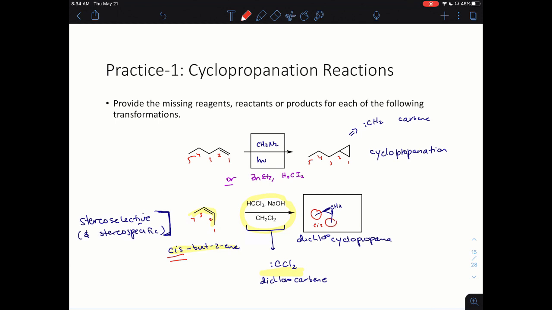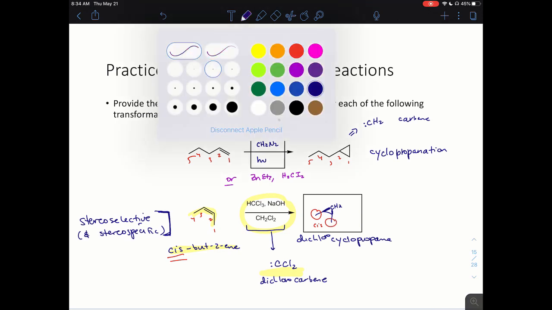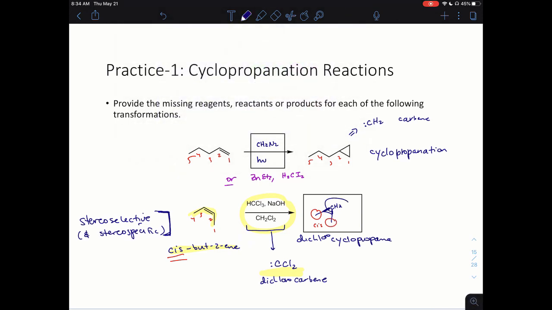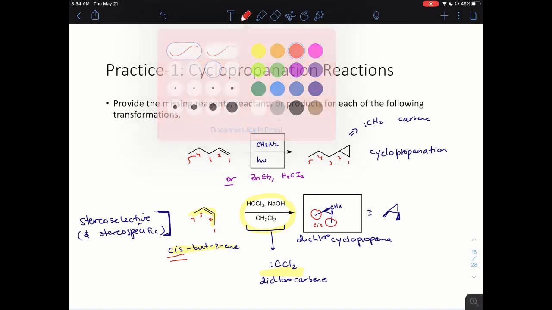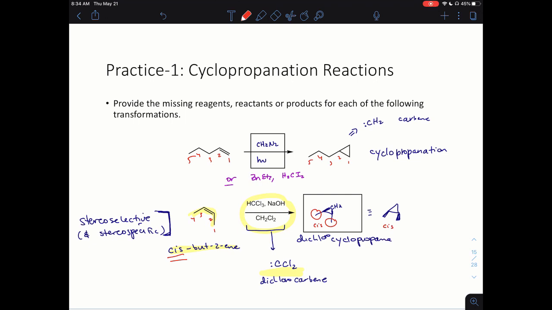And so the way that you show that, there's two options. You can either just draw both bonds to the carbon that came from the carbene coming out of the page or being in the same direction, or you could have drawn the cyclopropane in the plane of the page and had the two methyl groups coming out. Either way, you're showing that that cis relationship is maintained.